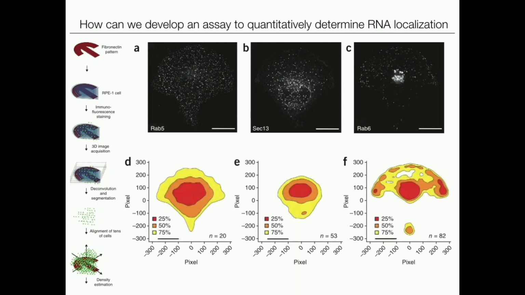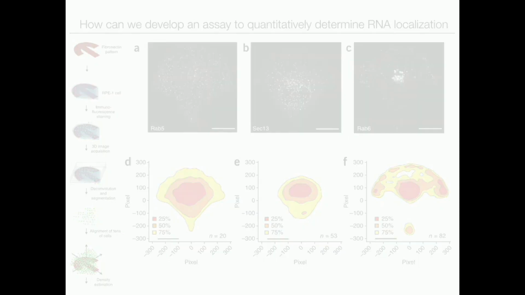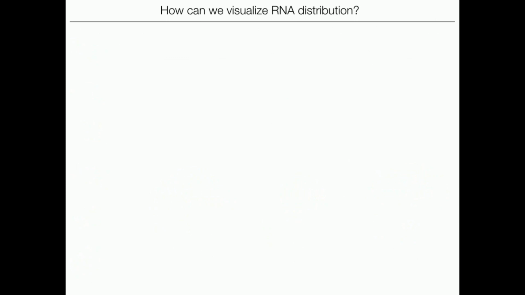And that could be quantified, and this is from Bruno Goud's lab at the Institut Curie in Paris, where you can see that there's enrichment of specific regions of the cell in these micropattern cells for these specific vesicular and trafficking proteins. So the real question is, can we use a similar technique to reveal this GPS map that may or may not exist for RNAs?